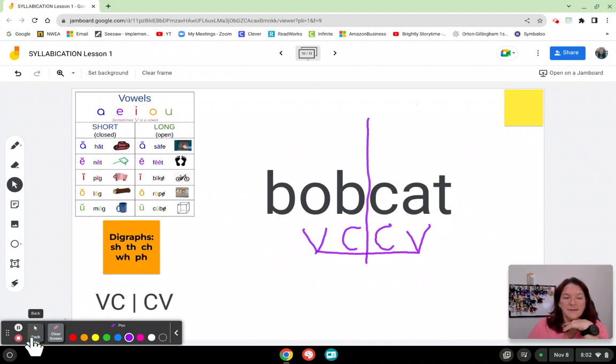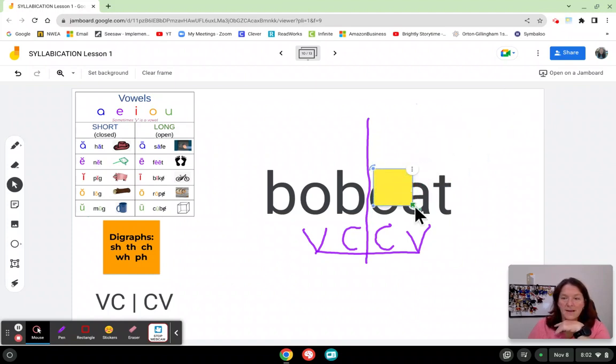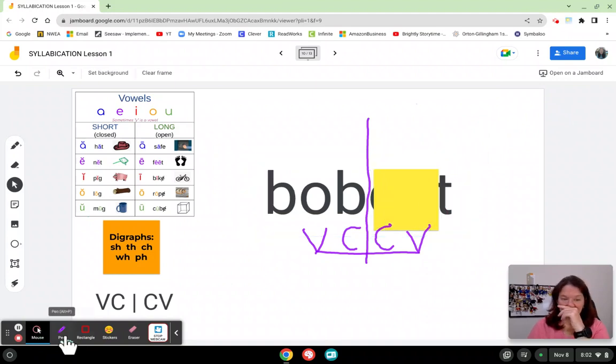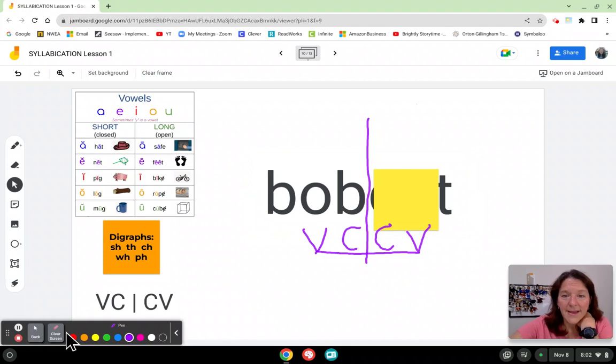And I'm going to block. I'm going to cover up the second syllable. Okay, I can see after the vowel, there is a consonant. So I know it's closed. And it makes a short O. So it says ob.